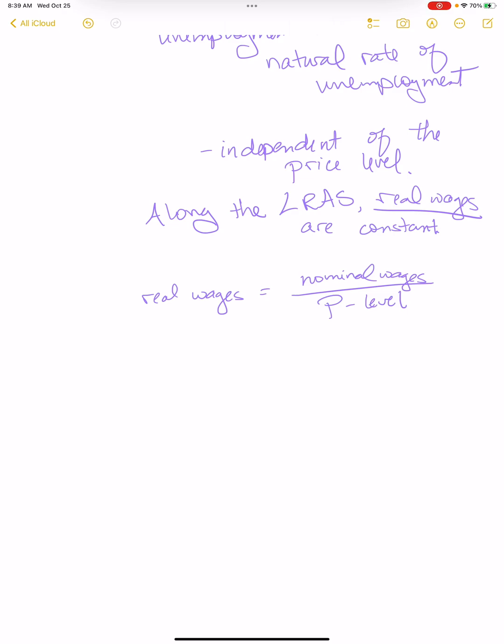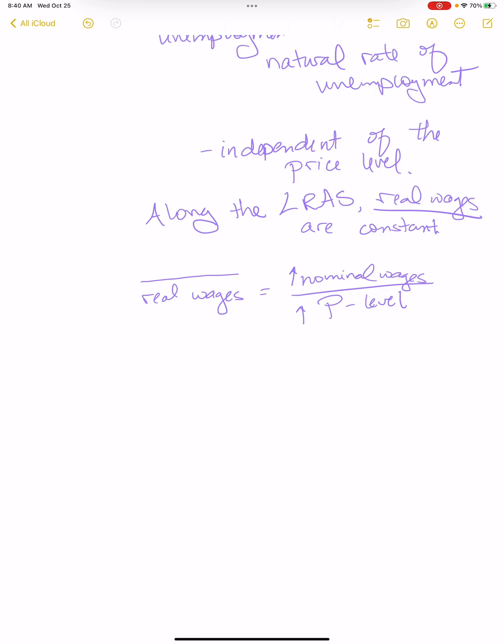I want you guys to get this intuitively. What I am saying here is that on that long run curve, we are holding real wages constant. Now, just because the long run aggregate supply is independent of the price level, that doesn't mean the price level can't change. It just means that the value of potential GDP doesn't change. So if the price level goes up, for example, and real wages are held constant, that means that nominal wages will go up by the same percentage.